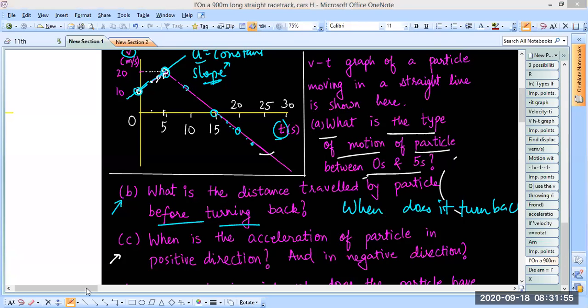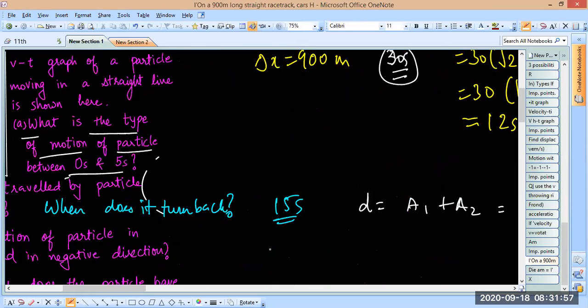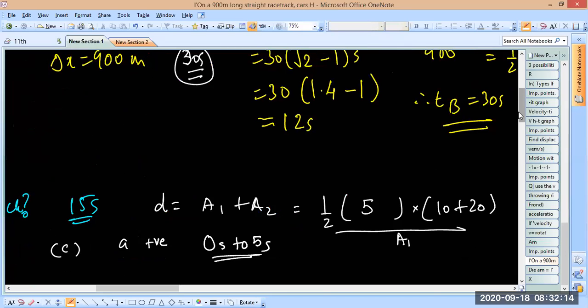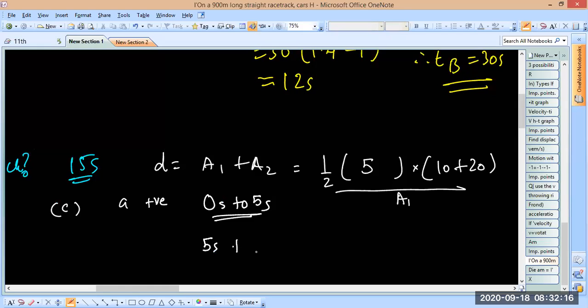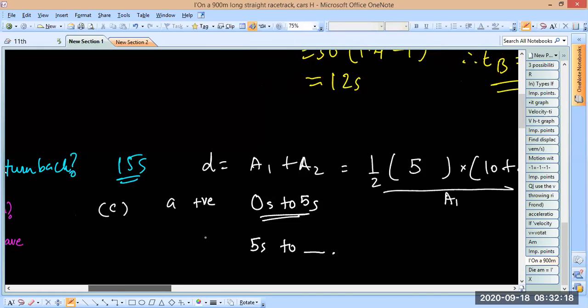Okay, the correct answer to this C part is that acceleration is positive in 0 second to 5 second. And then it is negative, that is from 5 second onwards. It is always negative.